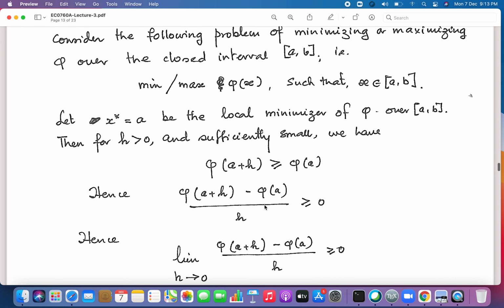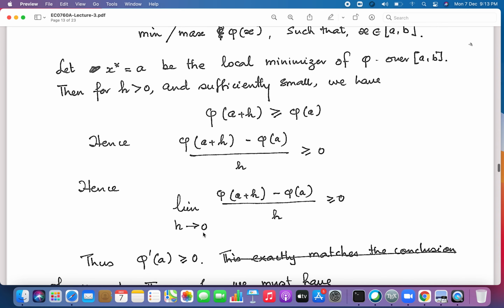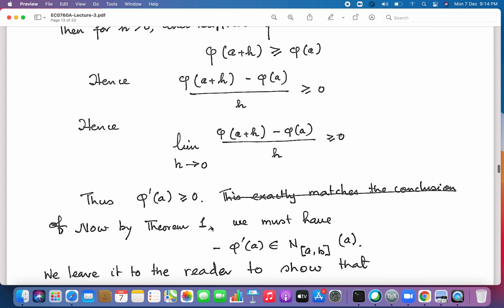So phi of A plus h minus phi of A, divided by h, is greater than or equal to 0, because this inequality is valid as h is strictly greater than 0. I can divide by h on both sides, and the inequality will remain valid. Now I'll take the limit h going to 0 plus. So basically the right derivative at A is greater than or equal to 0. But because the function is differentiable, the right derivative is equal to the derivative. So phi dash A is greater than or equal to 0.